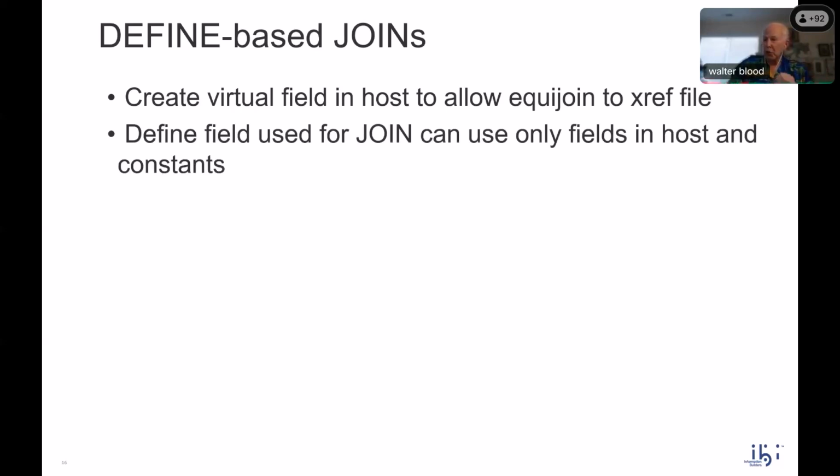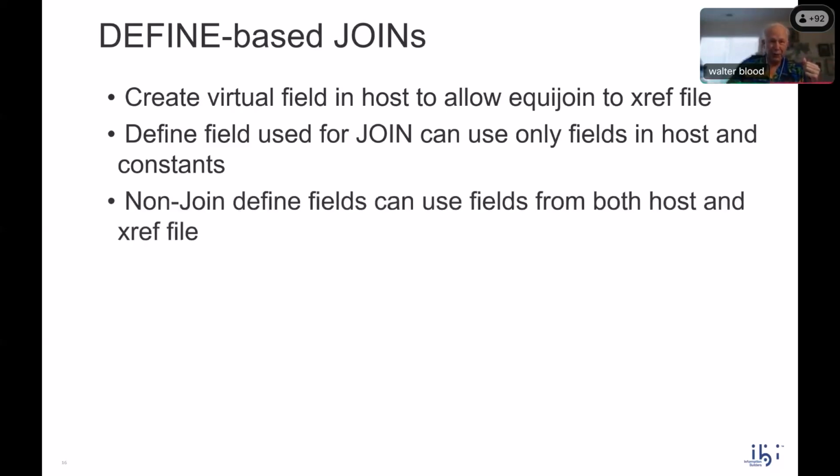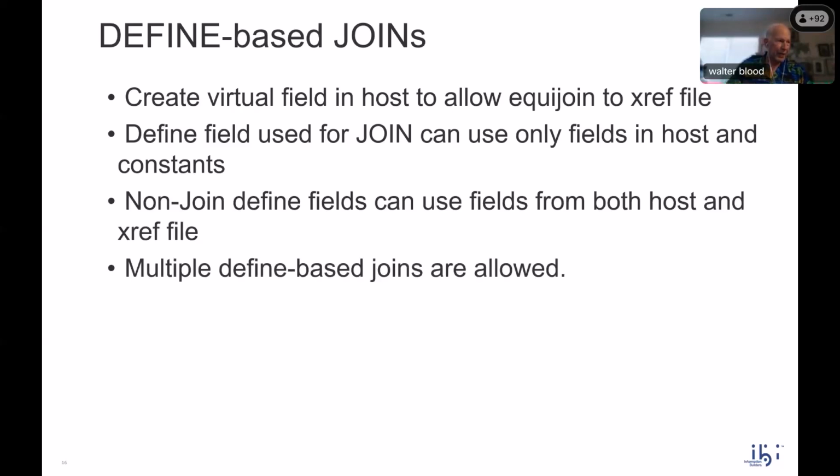Important thing to remember: join clears defines. So in the case of using a define-based join, you have to issue the join first, unless you're working with it in a master, in which case it never gets cleared. And then you have to issue the define after you issue the join. The define field that's in the join can only use fields that are in the host file and constants, because we haven't done the join yet. So it's pretty straightforward. Non-join define fields can use fields from both sides in that kind of request.